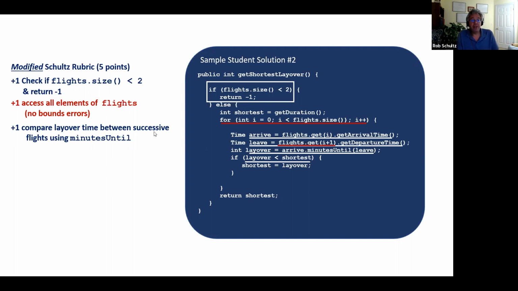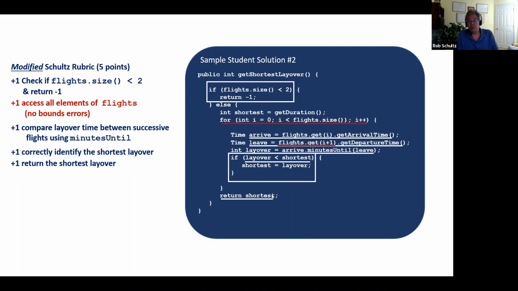I do compare the layover time between successive flights using minutesUntil. I correctly identify the shortest layover, and I return the shortest layover. So this particular student with this specific error, because of the exception, because of the bounds error, would lose the second point.